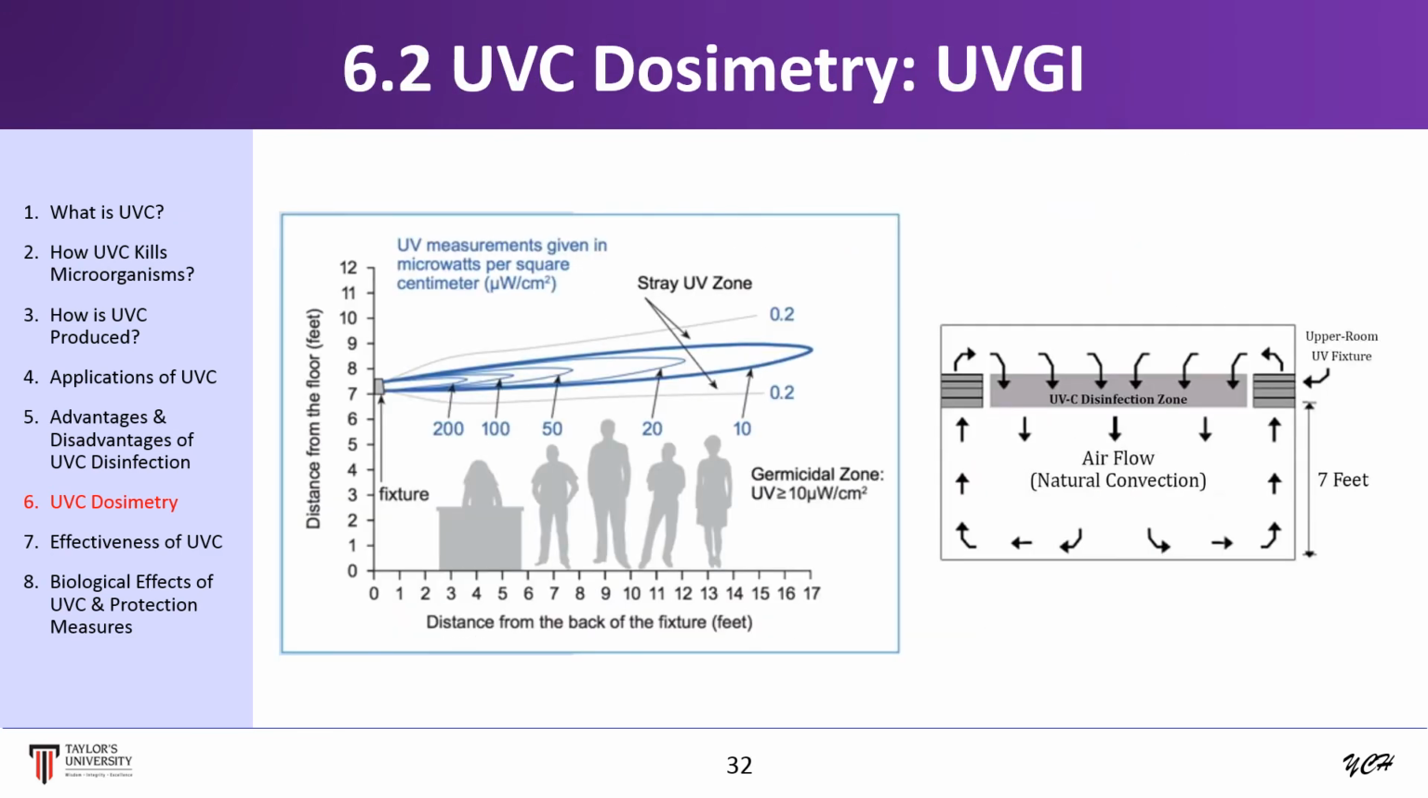For a UVGI system, there is a minimum requirement of 7 feet from the floor in order to prevent the direct UVC beam from reaching the occupants in the room.